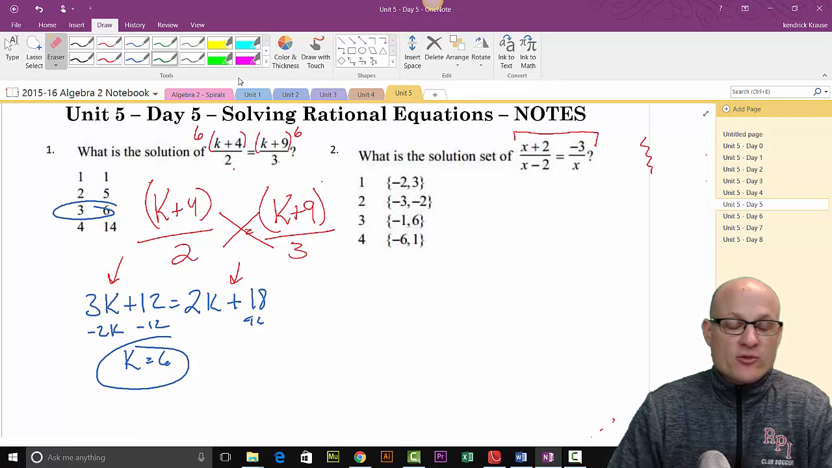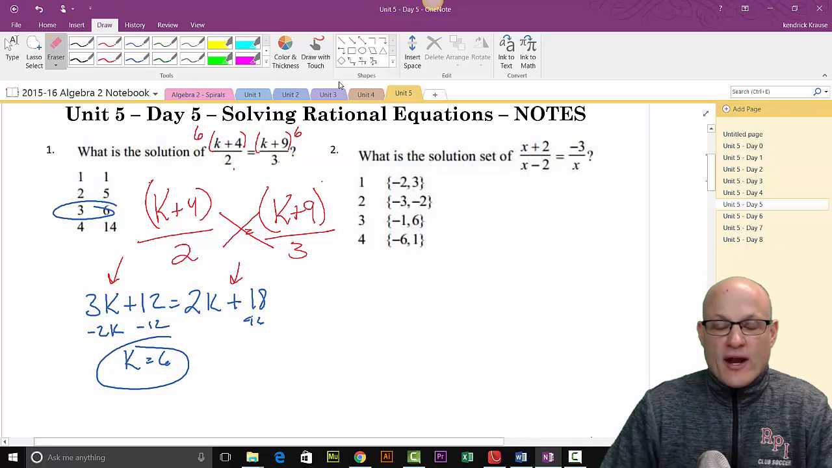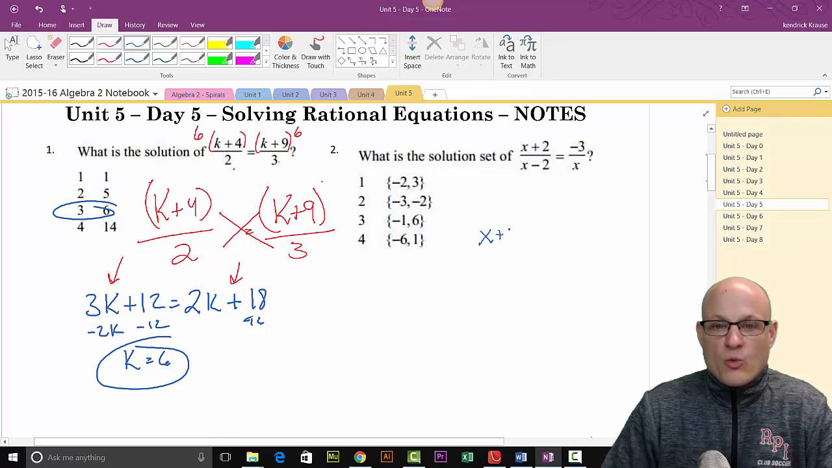Once you have more than two fractions, or anything other than one fraction equal to another, it doesn't work. So I want you to get used to doing it my way, because my way works no matter what kind of problem we're working on.